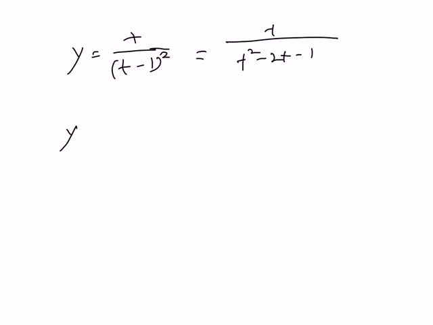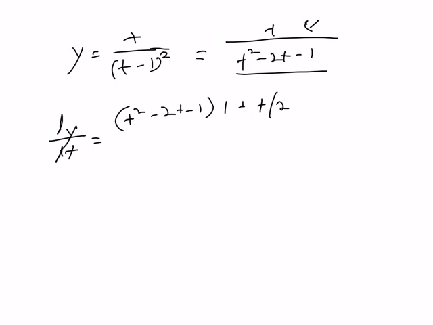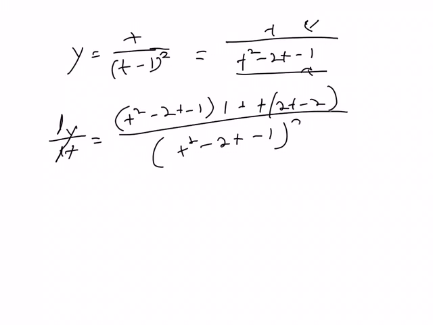So dy over dt is going to be t squared minus 2t plus 1 times the derivative of the top, which is 1, minus t times the derivative of the bottom, which is 2t minus 2, all over the bottom squared, which is t squared minus 2t plus 1 squared. So that was problem 32.